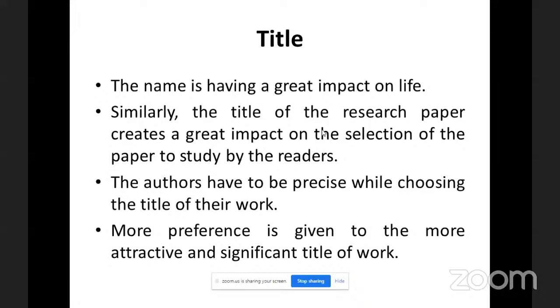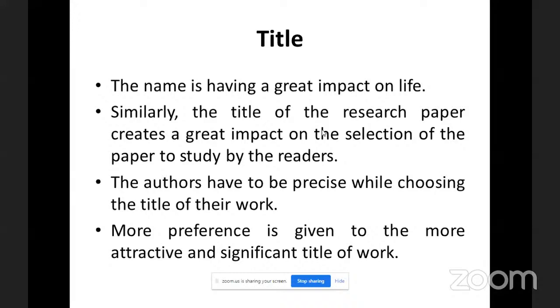Your title should be very specific, it should not be general. General means you are utilizing generalized words, like improvement of power quality issues. This is a general statement, and I don't understand how you improve that. So you should be very, very specific about the method you utilize to improve that particular problem. The title is a very, very important thing. It has a great impact on the paper. The title of a research paper creates an impact on the selection of the paper by readers.